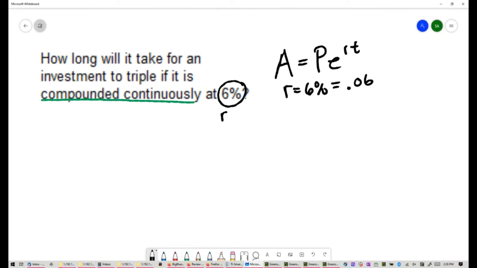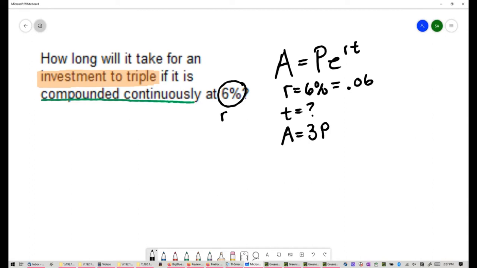If I take a closer look at the problem, the question is phrased, how long? So I'm trying to solve for time in this question. And the only other information is that we are trying to triple our investment. So this doesn't give us any specific numbers, but it does tell us the relationship between the amount we start with and the amount we end with. So this is going to tell us that we want to end up with 3 times the amount that we start with.